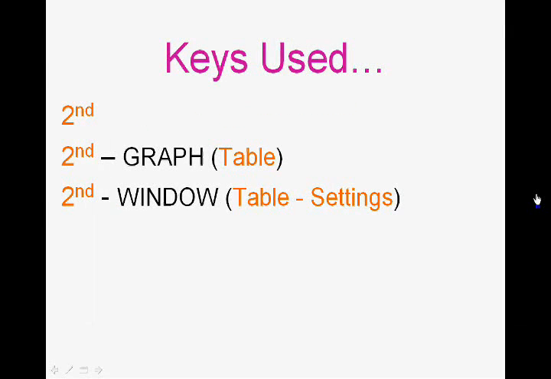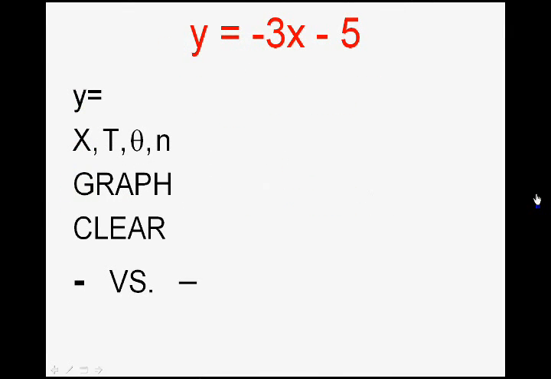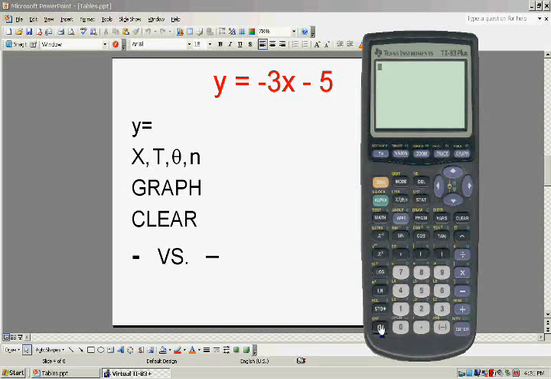Now, we recall that we could use these basic keys to actually get a picture on the graphing calculator. And let's do just that. I'm going to turn this baby on and use the y equals button, as we've done before, to enter this function, y equals minus 3x minus 5, into the calculator so that I can get a picture, and later a table. So I hit y equals.